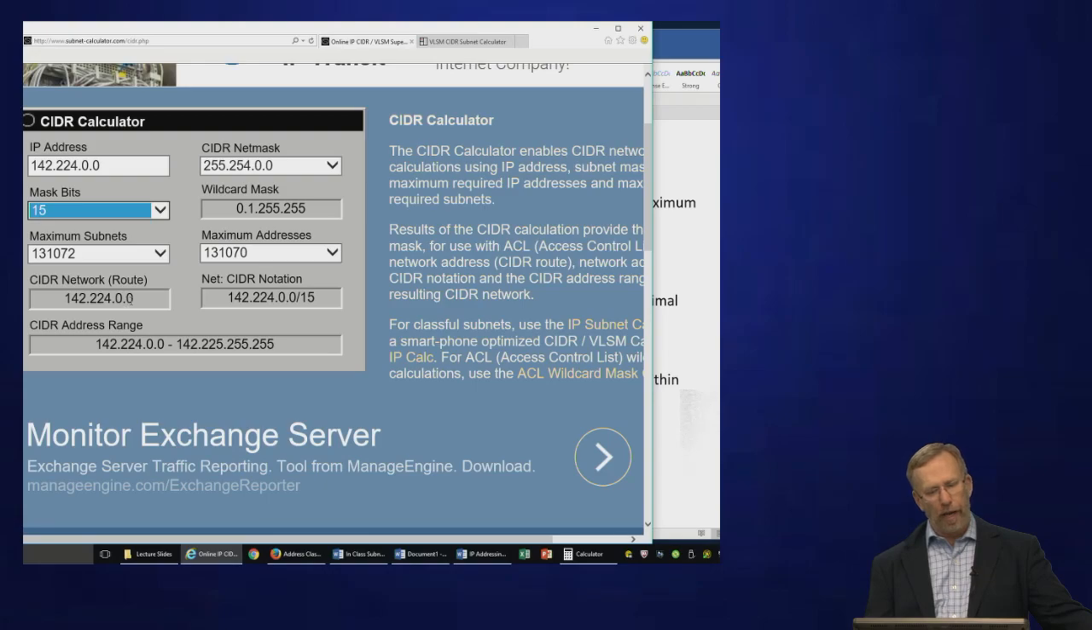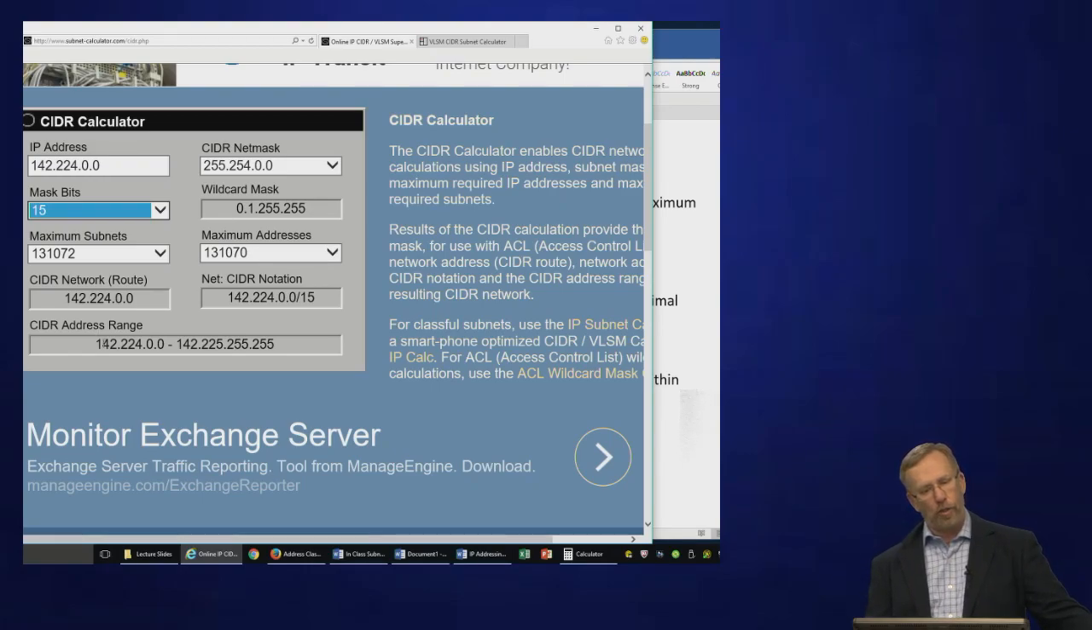this particular calculator says you have 131,070 IPs available for use on that subnet. And what it does is it just shows me down here at the bottom the very first subnet out of my 4 subnets. It doesn't show all 4 of them, it just shows you the first one and says if I show you the pattern for the first one, you should be able to figure out the rest.